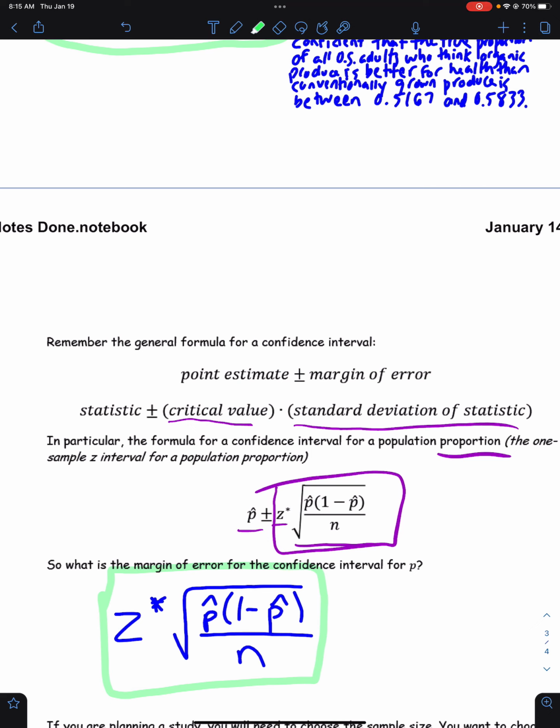So what else could we change? We have no real say over p hat. That's just due to our sampling. So the only thing we can change is the sample size. So that's where we're really going to focus.